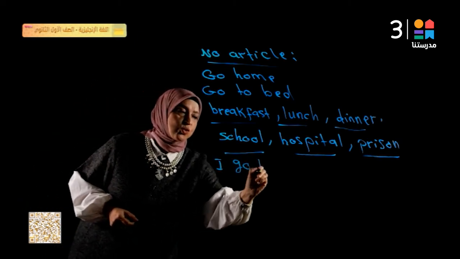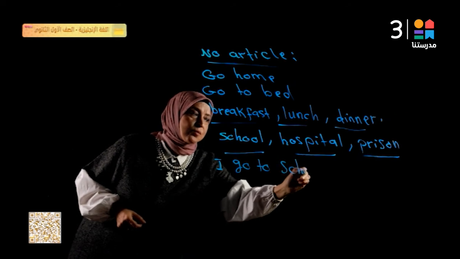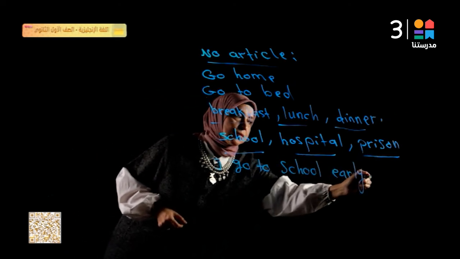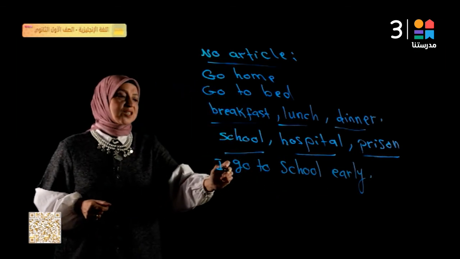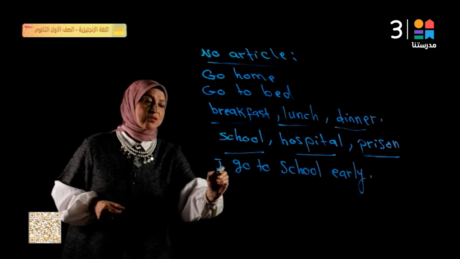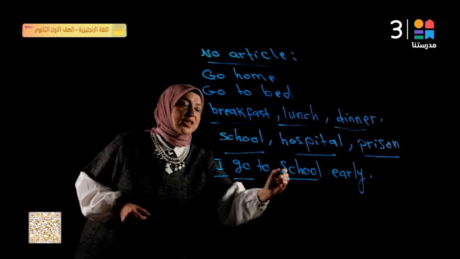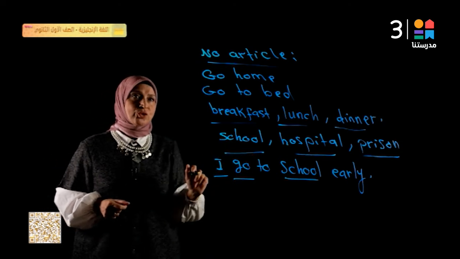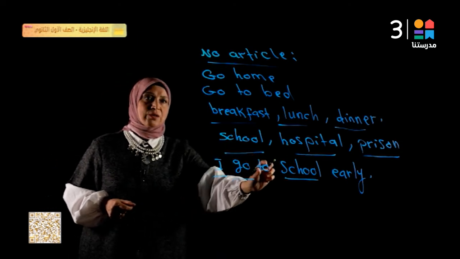I go to school early. Here from this sentence, you understand that the person talking is a student. I go to school. It means I attend school, I'm a student, and I go to school to learn. So here we don't use "the".